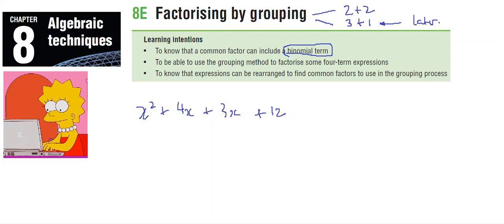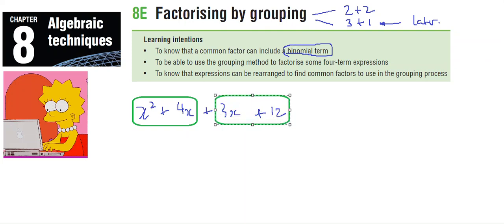Looking at this, I'm going to group the first two together because there's a common factor of x, and I'm going to group the second two together because there's a common factor of 3. So I can take the x out as a common factor, and that leaves me x plus 4. Plus I can take 3 out as a common factor, and that leaves me x plus 4.